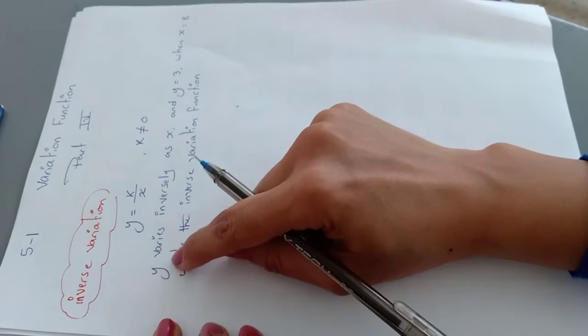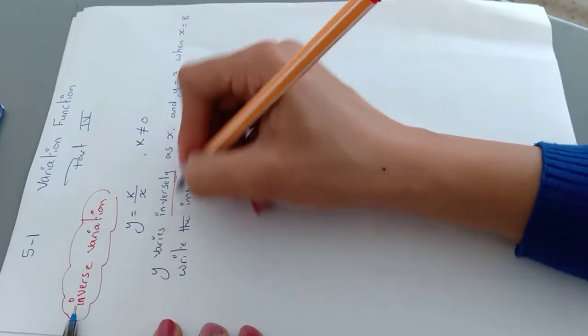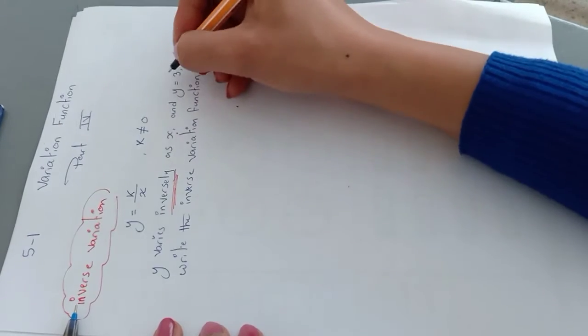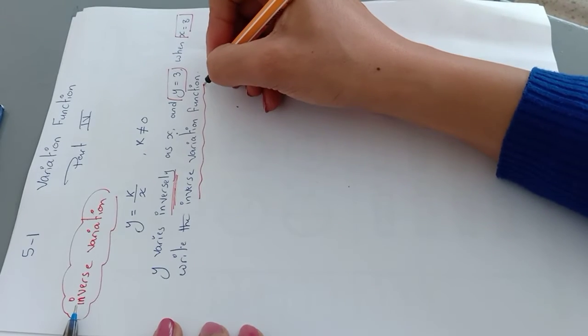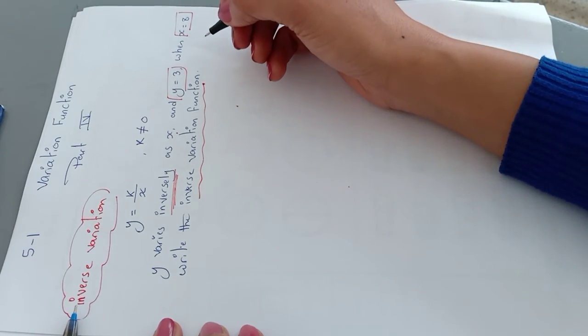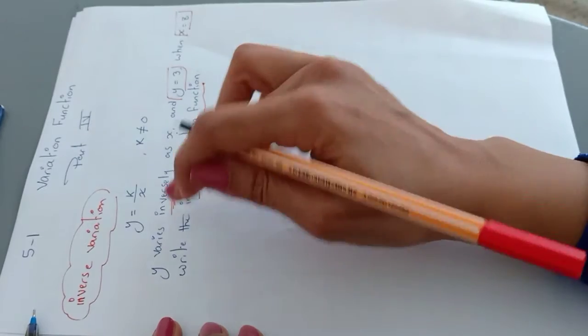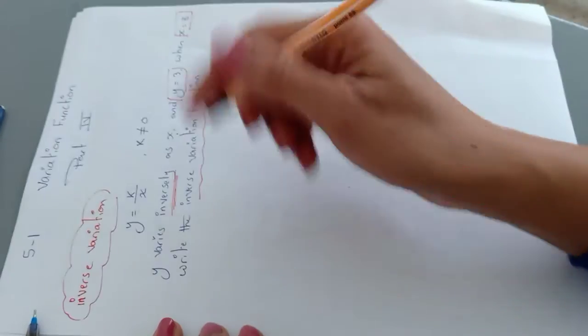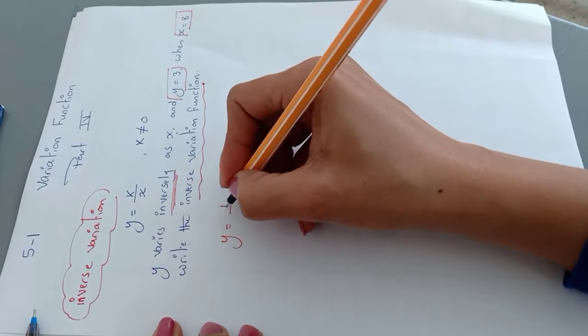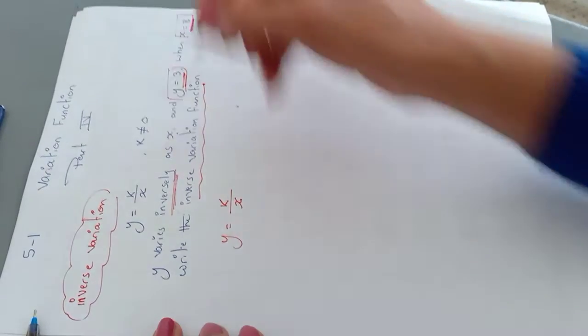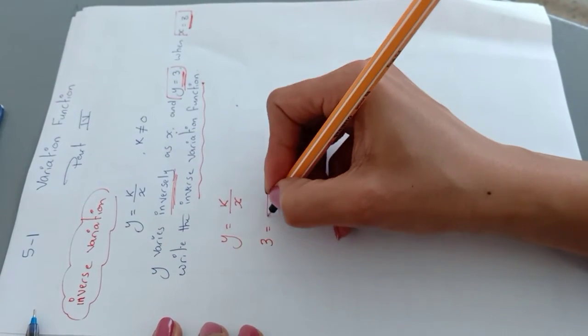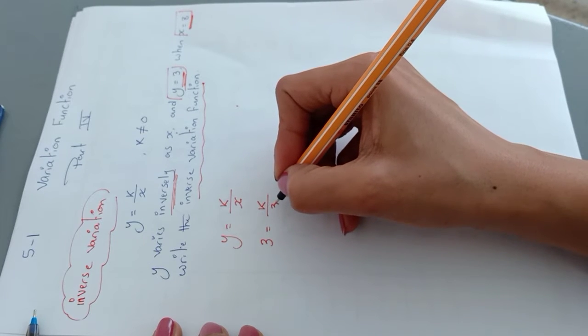In this example, here we have y varies inversely as x, and y equals 3 when x equals 8. I want to write the inverse variation function, so I have to find the value of k to write the variation function. Okay, so let's write the relation first. Y varies inversely as x, so y equals k over x. And let's substitute 3 for y and 8 for x. So 3 equals k over 8.